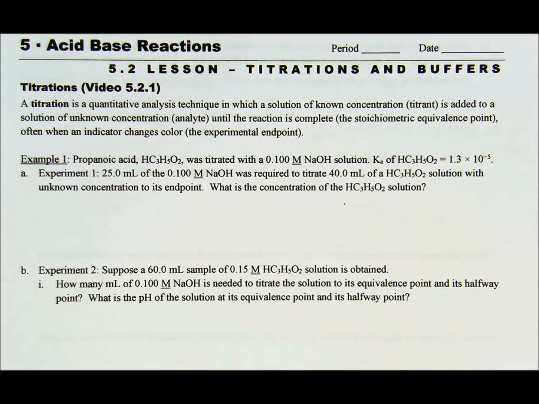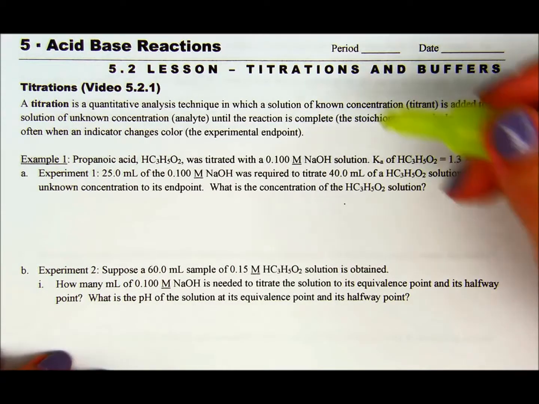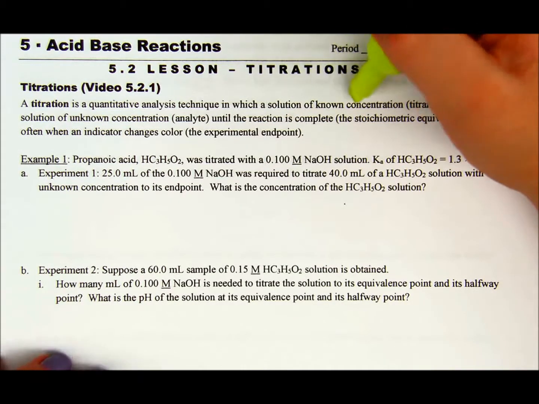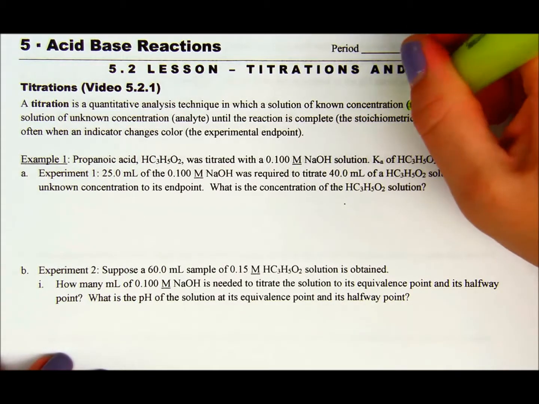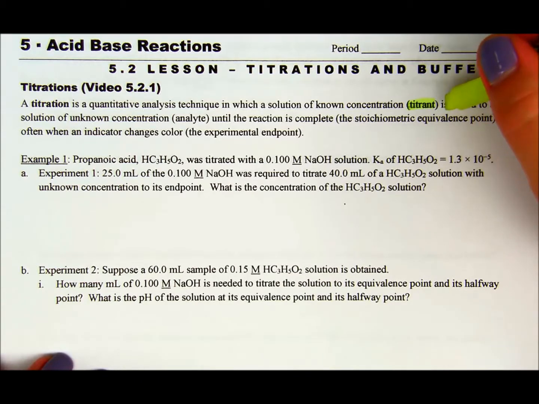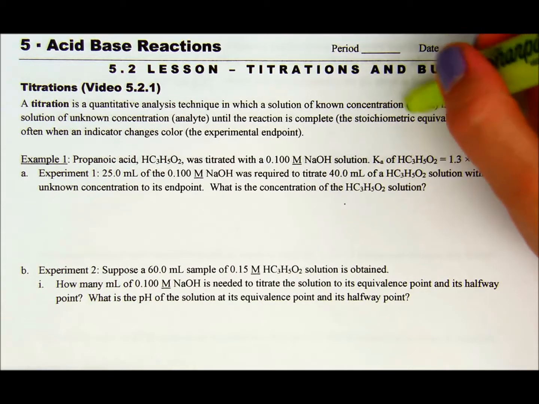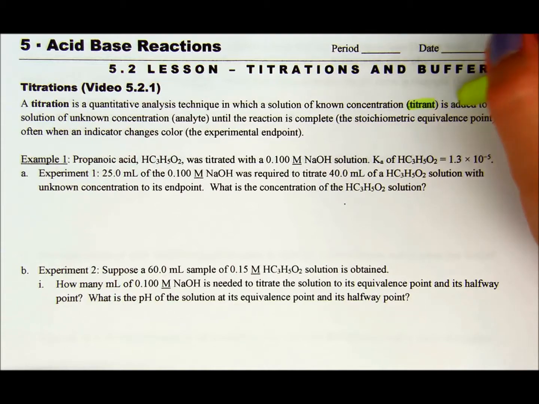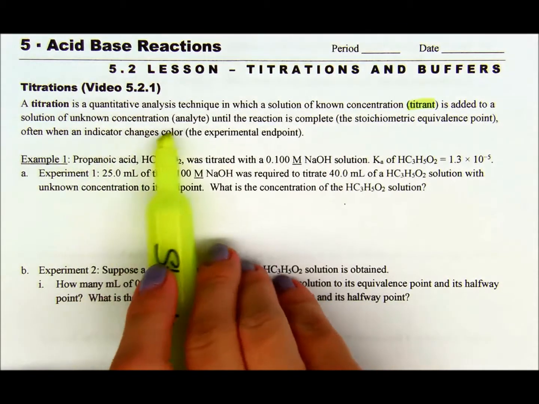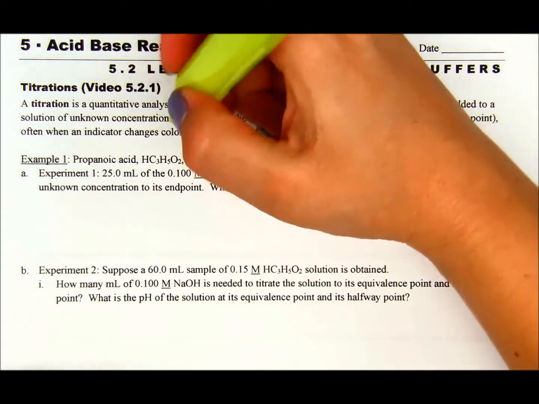Guys, welcome to video 5.2.1 where we're going to be talking about titrations in just a little bit more detail. So a titration is a quantitative analysis, quantitative of course meaning numbers, in which a solution of known concentration, your titrant, is known. So if you're thinking about our past titration of potassium permanganate with hydrogen peroxide that we did, the titrant, the known concentration, was the potassium permanganate, is added to a solution of unknown concentration called the analyte.